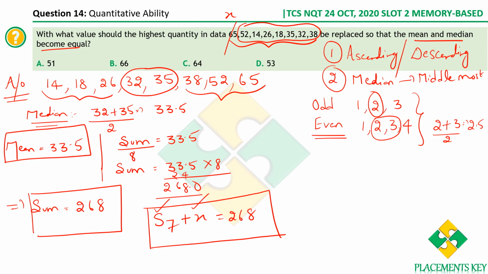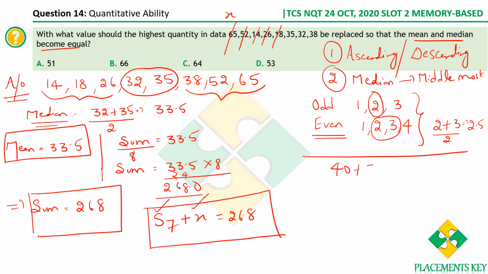So let's first compute the sum of the remaining observations. You need not really take the calculator for this. You can group terms in such a way that you can find the sum easily. So which terms can we group? We have a 26 and 14, which is 40. Then we have 52 and 18, which gives us 70.